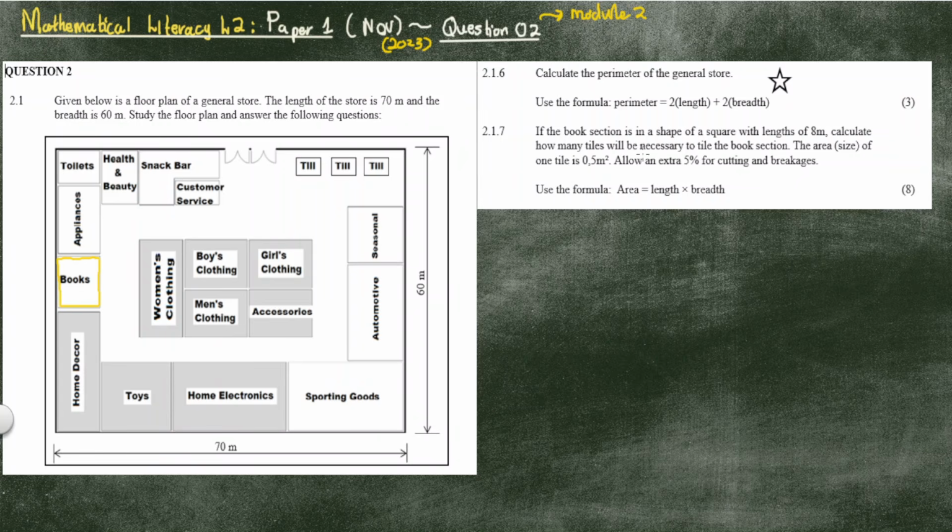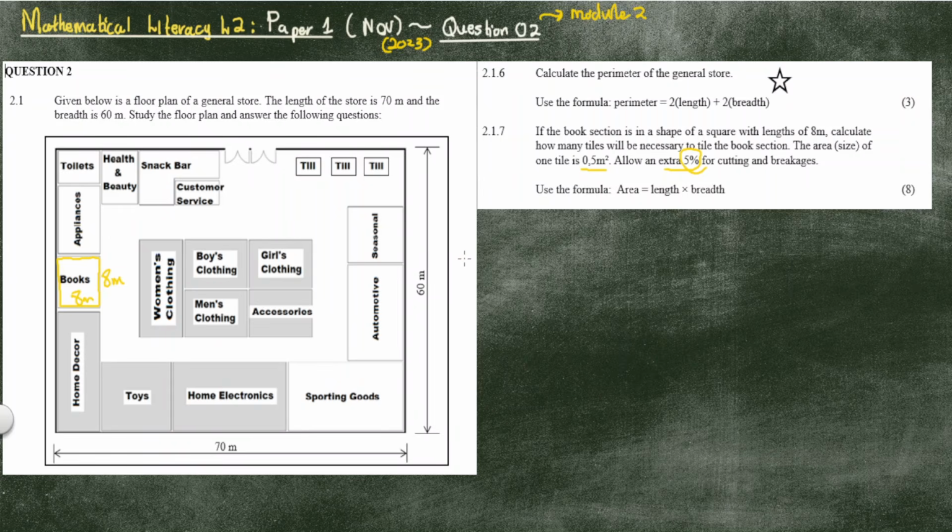If the book section is in the shape of a square with length 8 meters, so it's 8 meters by 8 meters, calculate how many tiles will be necessary to tile the book section. The area of one tile is 0.5 square meters. Allow an extra 5% for cutting and breakages. Now they want us to find the total number of tiles required for tiling that bookshop.